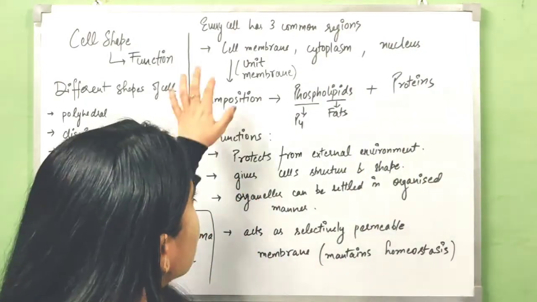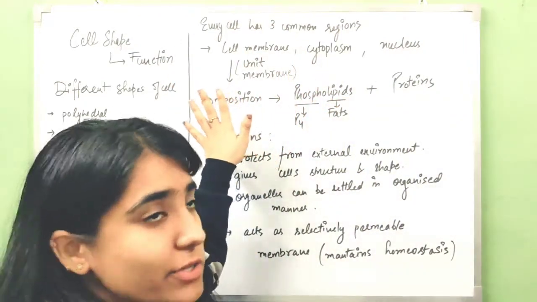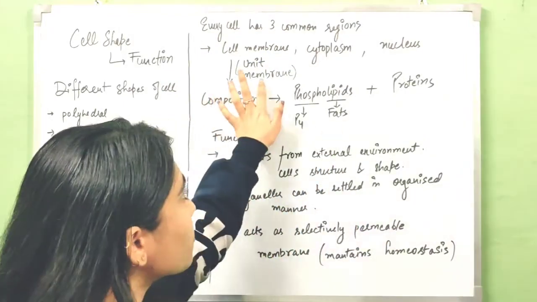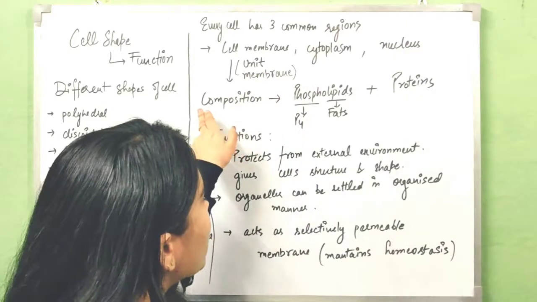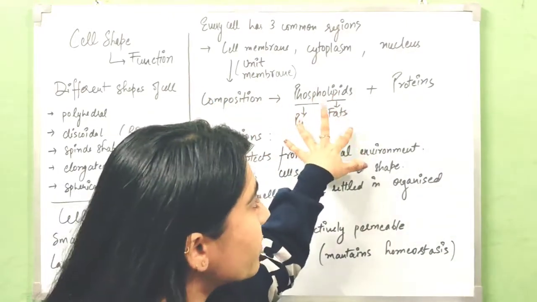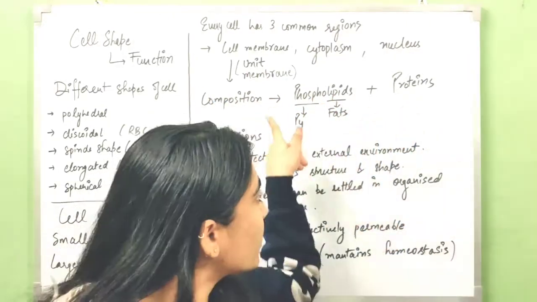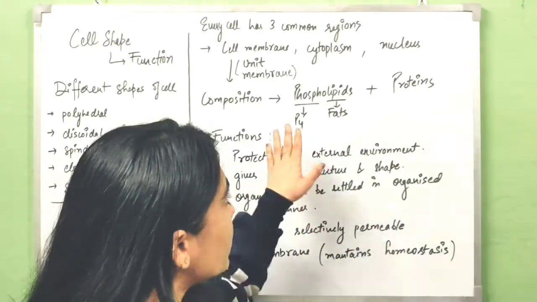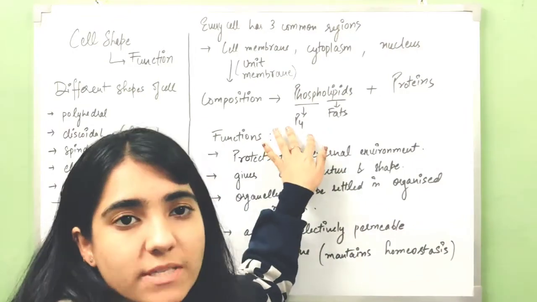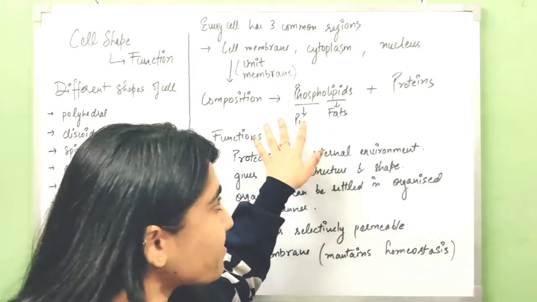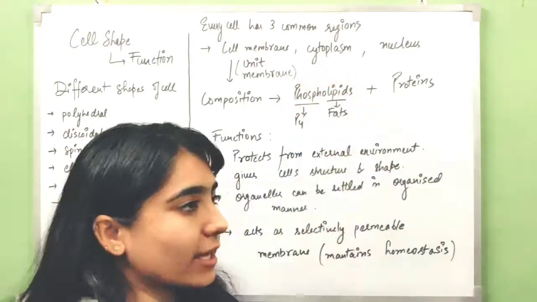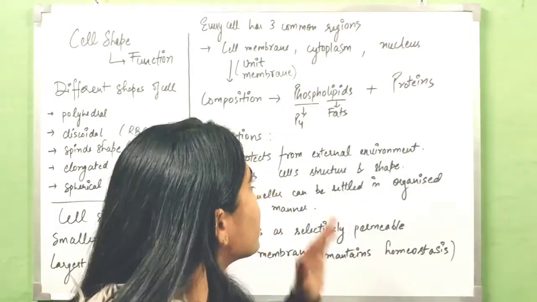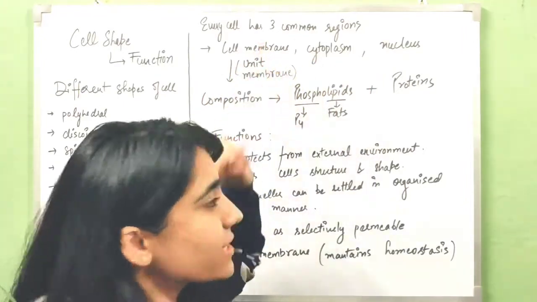We'll see the cell membrane first. The cell membrane is a single layer membrane. That is why it's also known as the unit membrane. Its composition is made up of phospholipids plus proteins. What are phospholipids? Lipids are basically fats. So the layer of lipids which are attached with the phosphate group, PO4, is phospholipids, and the proteins are embedded in the bilayer of the phospholipids. This is the composition of the cell membrane.